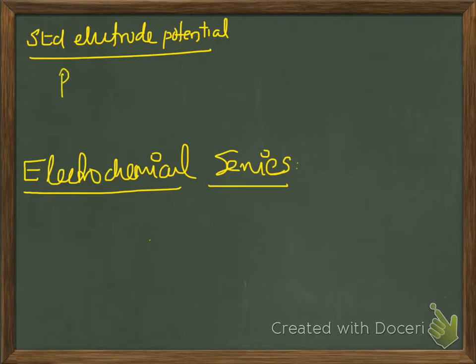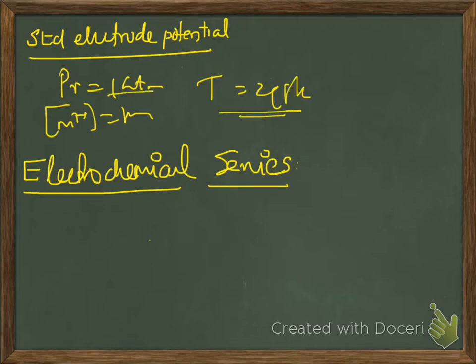Standard condition means pressure 1 atm, concentration of metal ion should be 1 molar, and temperature should be 298 Kelvin. If the three conditions are satisfied by a particular electrode system, the potential of that electrode system is called standard electrode potential. We have already used many electrode potentials for doing problems and for calculating EMF and for many other purposes. At all those times we have used standard electrode potentials, not electrode potentials, standard electrode potentials.